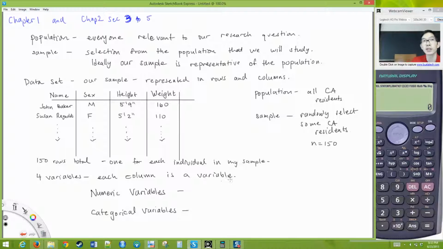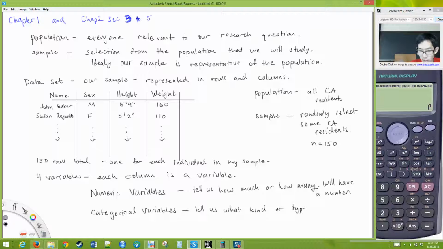Numeric variables tell us how much, or how many. Numeric variables will have a number, okay? Categorical variables tell us what kind, what kind or what type. They may or may not have a number.